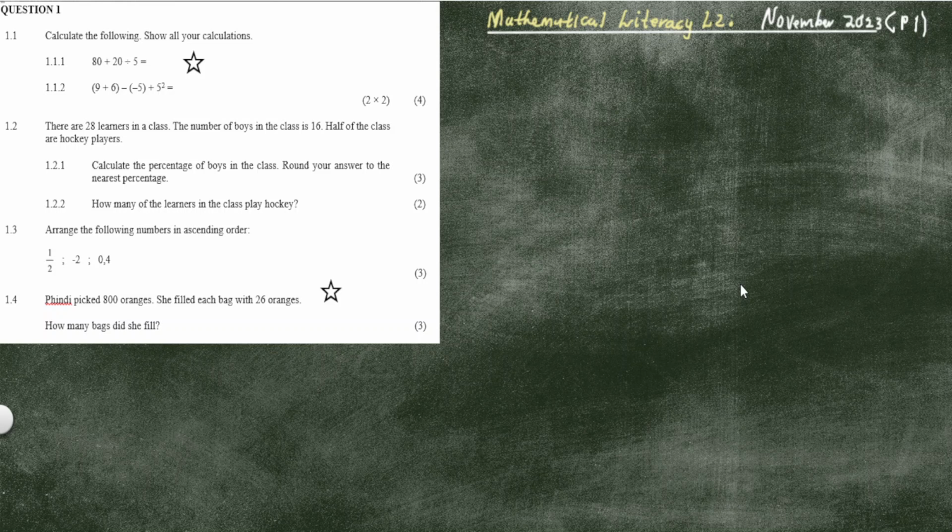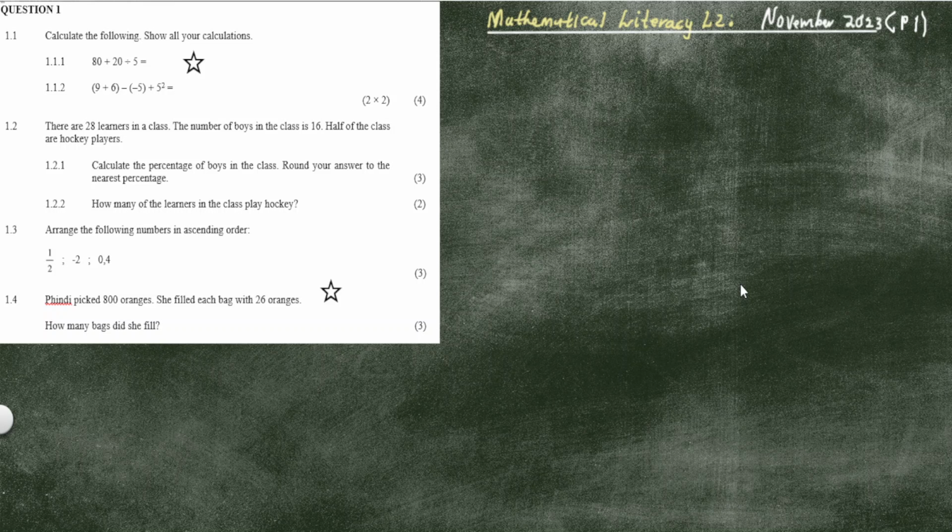Question 1 mostly focuses on module 1 topics, right? Your percentages, your BODMAS, your ratios, and one of the topics under module 1, your ascending and descending ordering of numbers. Did I mention percentages? Yes, I did. There's also rates under this question 1. So it covers pretty much everything that we have done in module 1.